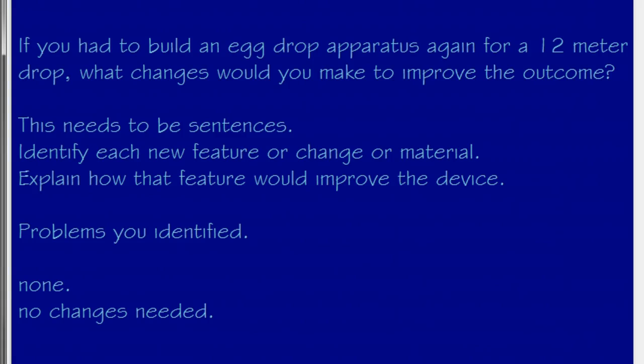Things like that. If you just put none or no changes needed, this is going to be wrong, and there's just a few things you have to write down on this, so these are going to count for a lot of points. It's important that you do a really great job on this report.